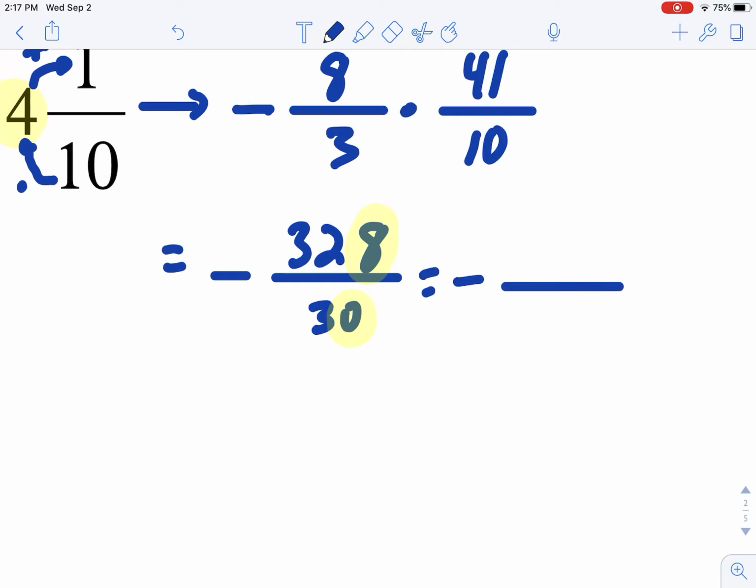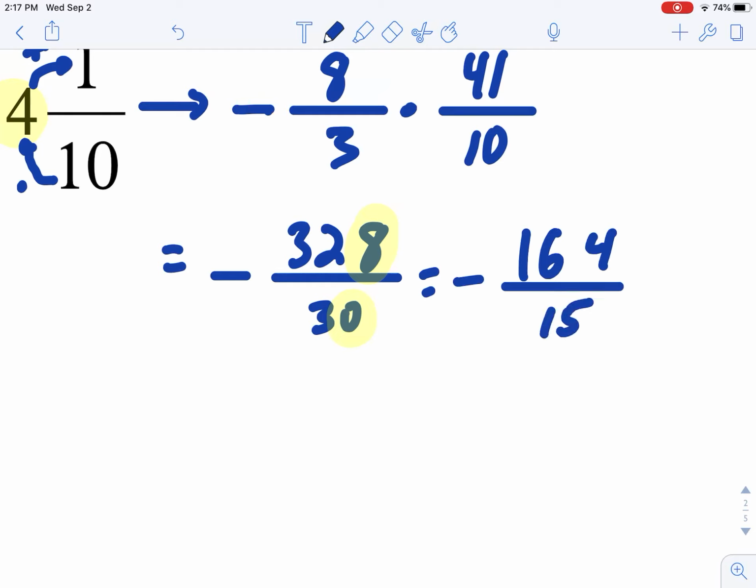Let's see, 328 divided by 2. 8 divided by 2 is 4. 32 divided by 2 is 16. So 164. Yeah, I can do math, honestly. And then 30 divided by 2 is 15.